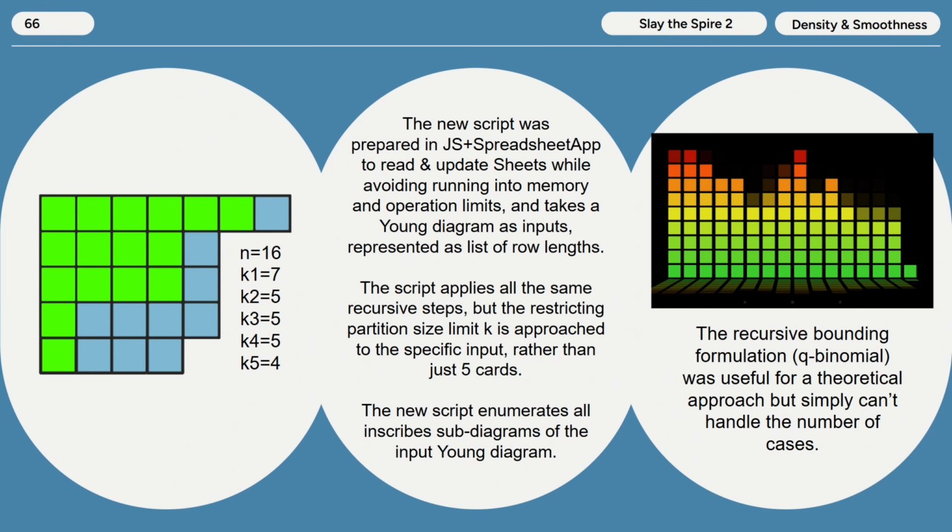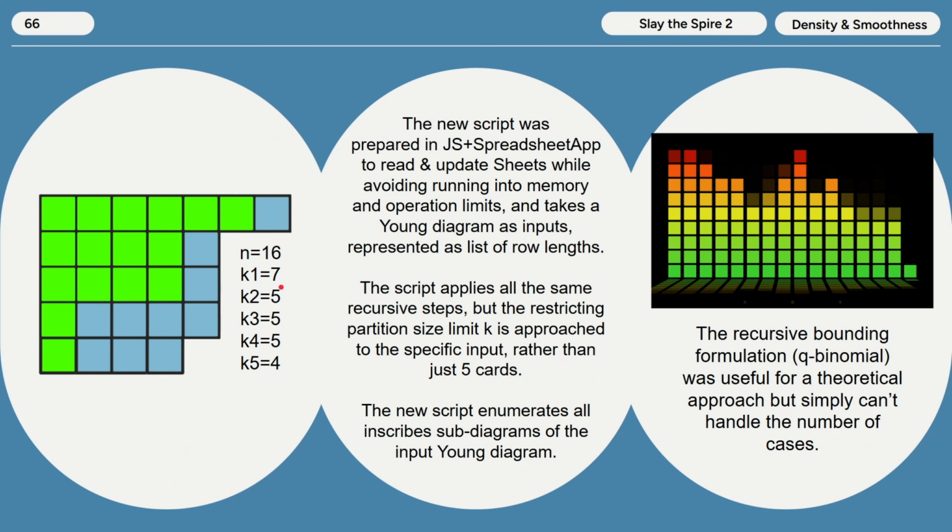The script ingests this diagram, applies all the same recursive steps for generating all the partitions, but it's restricted piecewise to the partitions K1, K2, K3, rather than just a flat limit, rather than just K by M. So it's still bounded, but now it's bounded to a Young diagram itself, as opposed to being bounded to just a square. And so this new script would enumerate all the inscribed sub-diagrams of the input Young diagram. So you put in this Young diagram with the blue, and then one of the outputs would be this Young diagram in the green, and it's necessarily an inscription that's inside the larger one.